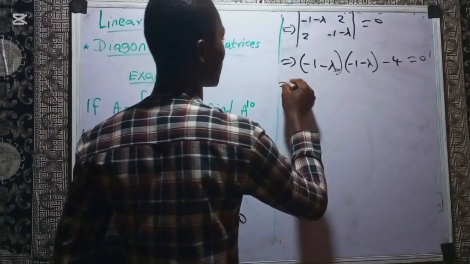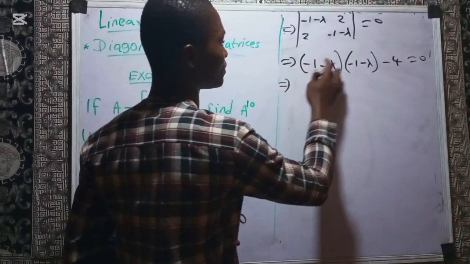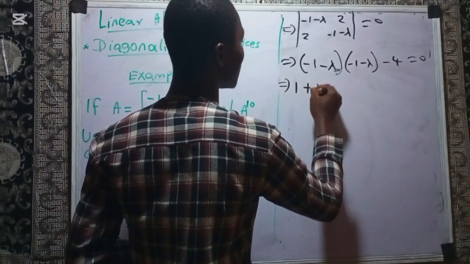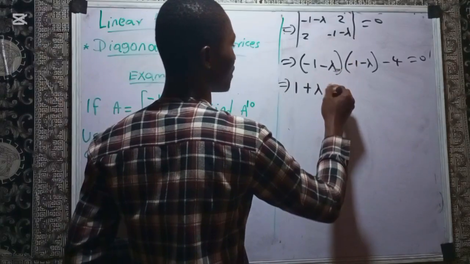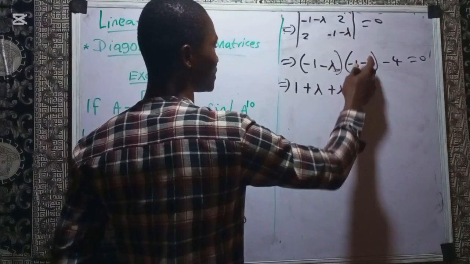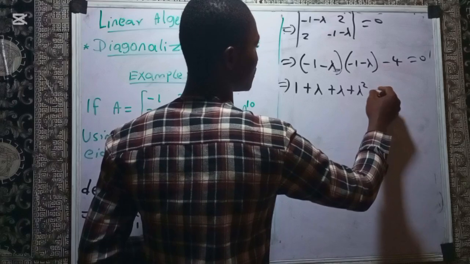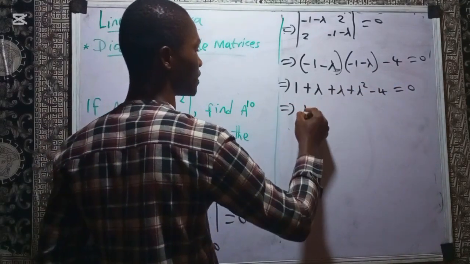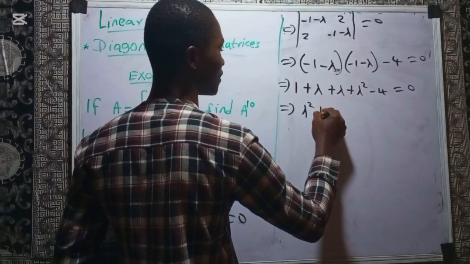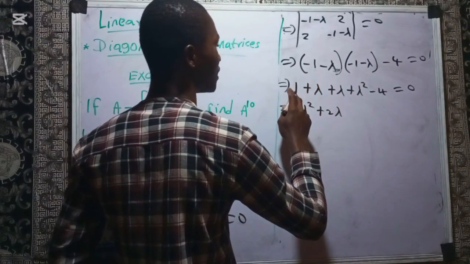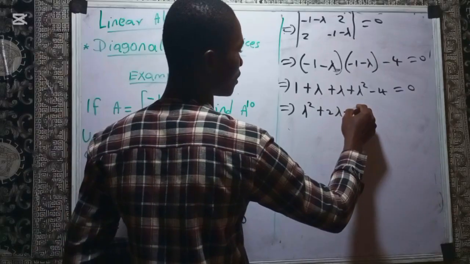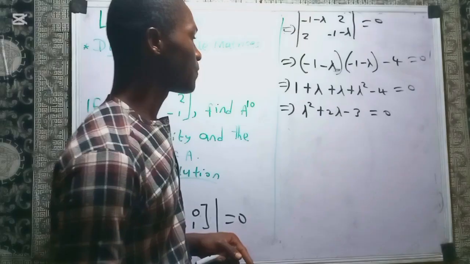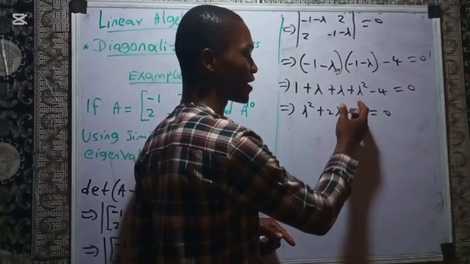Equate it to 0. So we can expand, right? Negative 1 multiplied by negative 1, I have positive 1. Negative 1 multiplied by negative lambda, I have positive lambda. Negative lambda multiplied by negative 1, we have positive lambda. Negative lambda multiplied by negative lambda, we have positive lambda squared. Then minus 4 equated to 0. So we write this lambda squared first. Lambda plus lambda, we have positive 2 lambda. 1 minus 4, we have negative 3. And equated to 0. So this is a quadratic equation we can factorize. The constant we have here is negative 3.